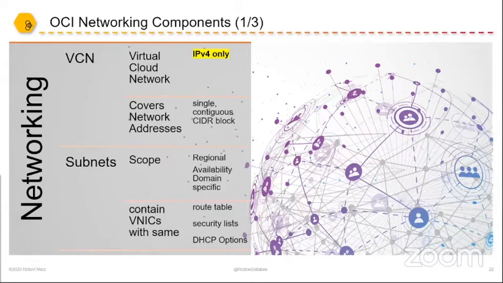So if you want to create a virtual network interface, the VNICs here, they have to be assigned in a subnet, and every VNIC in the same subnet shares the same routing table, the same security list, and the same DHCP options.